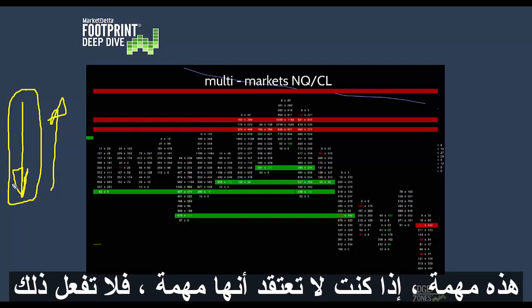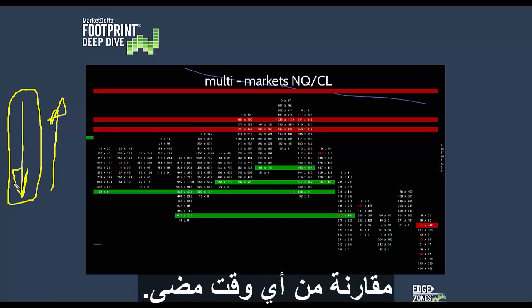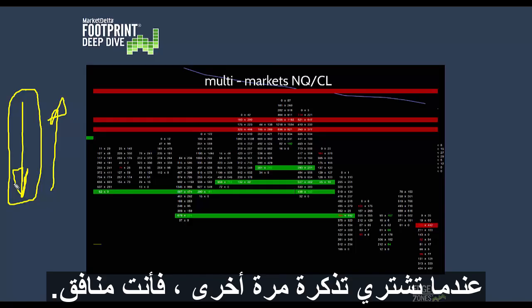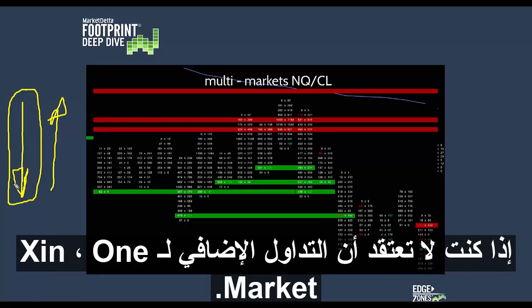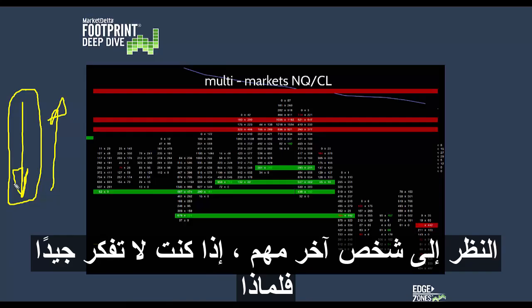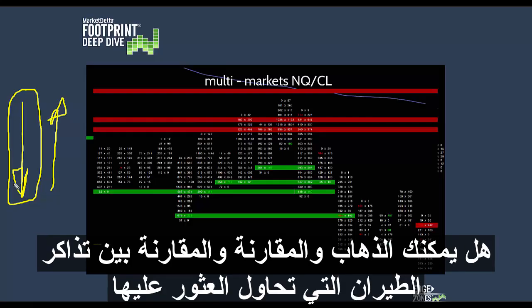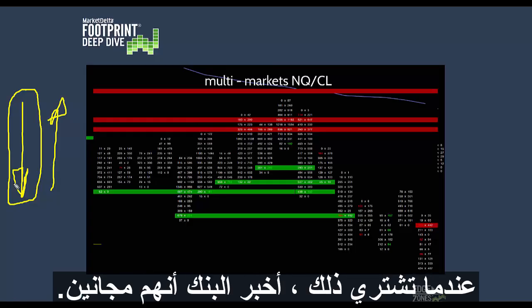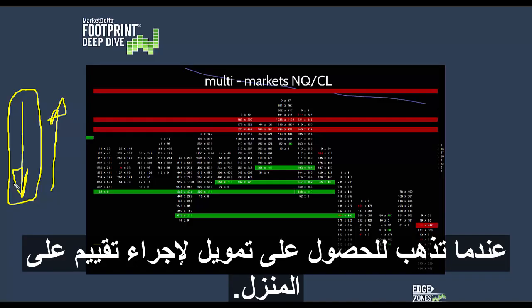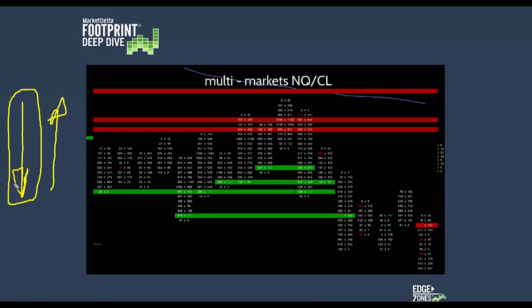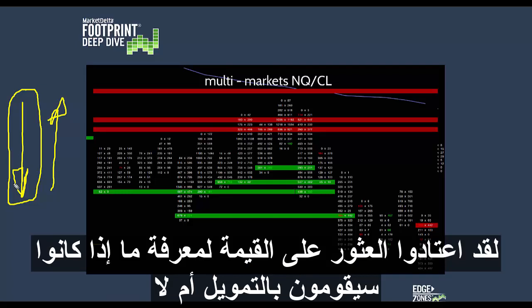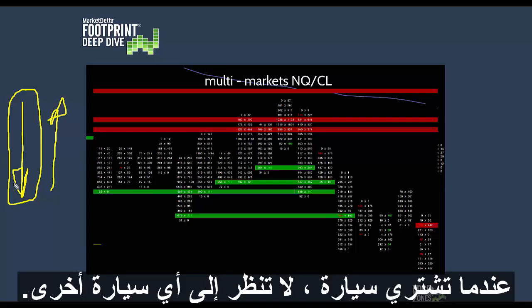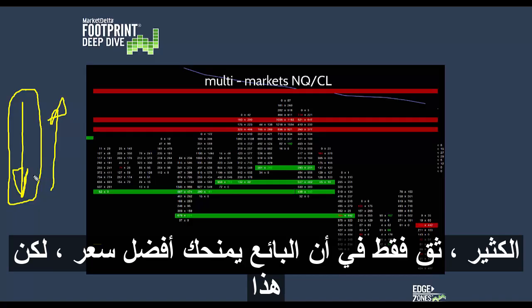Ancillaries are important. If you don't think they're important, then don't ever compare airlines when you buy a ticket ever again. You're a hypocrite. If you don't think ancillaries in trading, one market looking at another one, matters, then why would you go and compare and contrast airline tickets trying to find the cheapest one? Because that's what you're doing to find value when you buy that. Tell the bank that they're crazy when you go for financing for doing an appraisal on the house. That's the technique they use to find value, to see whether or not they're going to finance a deal. When you buy a car, don't look at any other car lots. Just trust the salesman's giving you the best price.